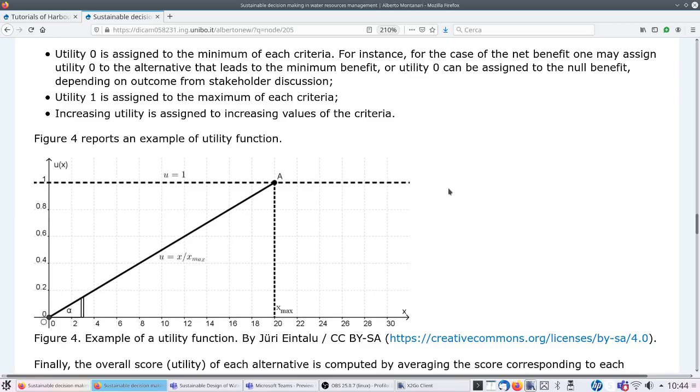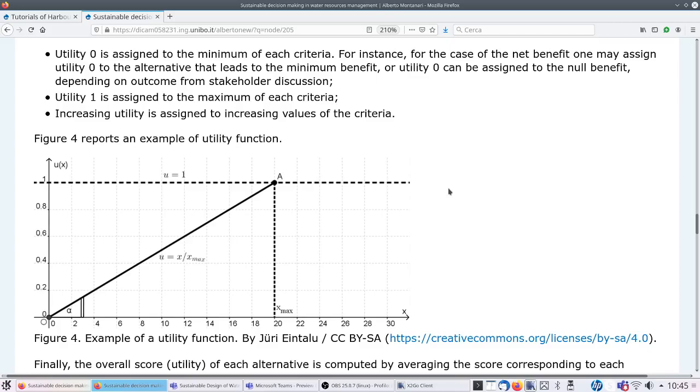In this case, the utility function is a linear function, which is, I mean, a reasonable solution for net benefit. But you may also decide to use a nonlinear function because you may decide that above a certain benefit, it doesn't matter anymore to you if you increase the benefit more. If you get more money above a given threshold, you may say, I don't care. So you give utility 1 to the max value of the benefit for which you care. And then if you get more, you continue to give utility 1.